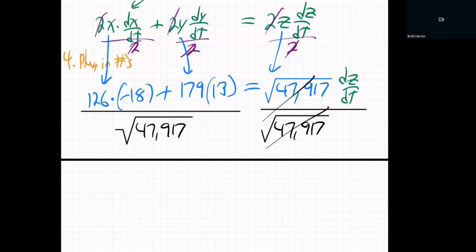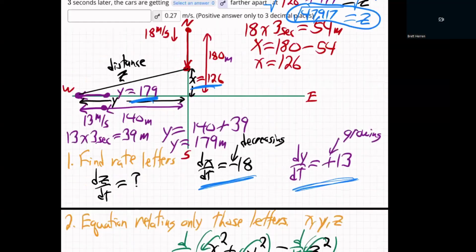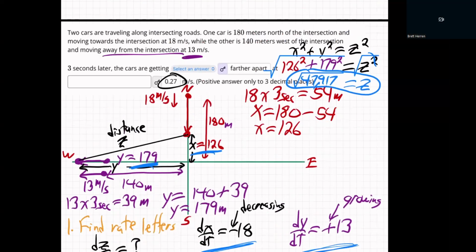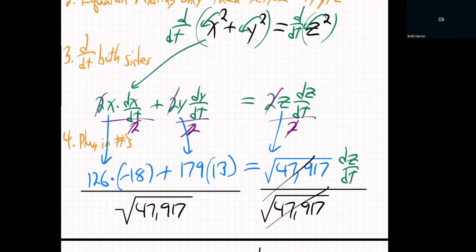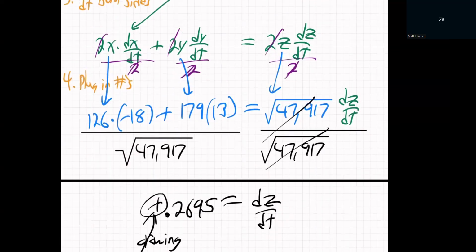0.2695. And notice it's positive. So that means it's growing. It's increasing. The distance between the cars is increasing, 0.2695. They just rounded to 0.27. But yes, further apart, right? If that had been a negative answer, they would have been getting closer instead of further apart. But it's positive, which means the gap between them is growing 3 seconds later. And so there we go.